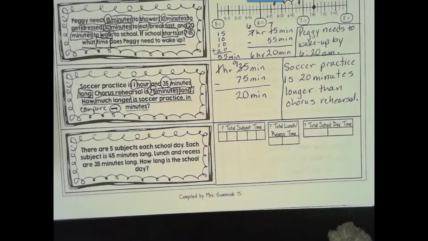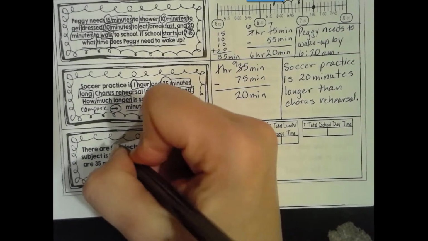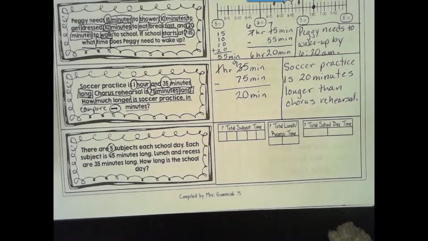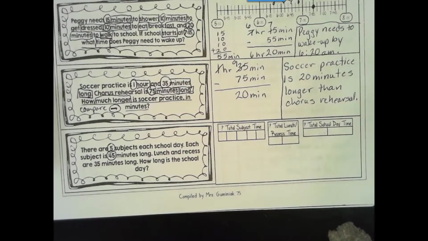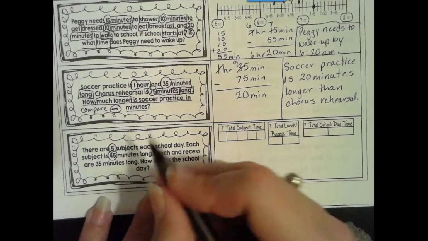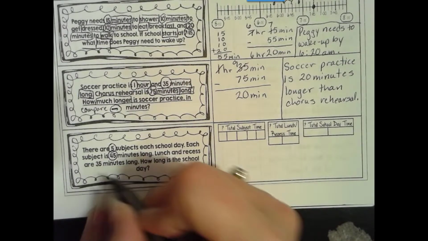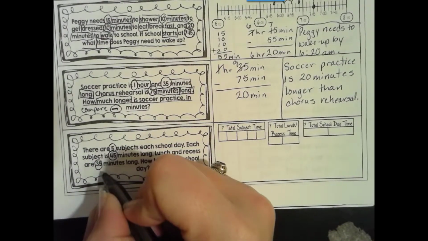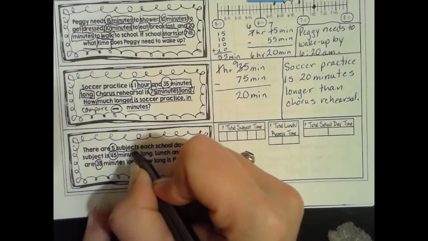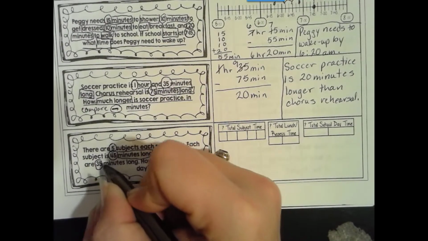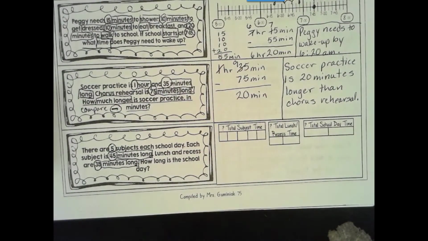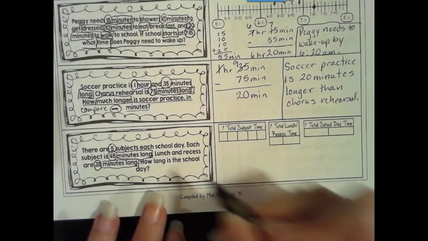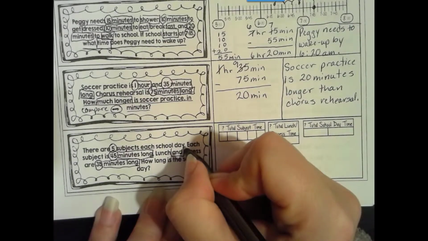All right. There are 5 subjects each school day. Each subject is 45 minutes long. This seems more like middle school, high school time. Lunch and recess, except they don't call it recess, are 35 minutes long. These are our elapsed times. These times are not true for our school. So remember, and it's both of these.